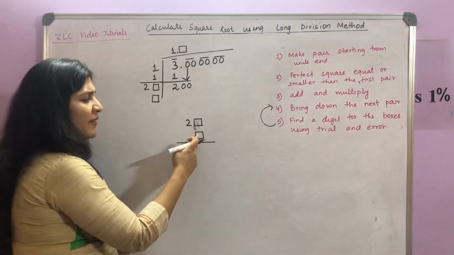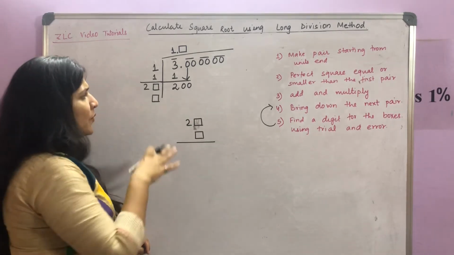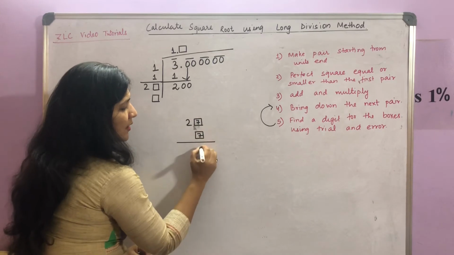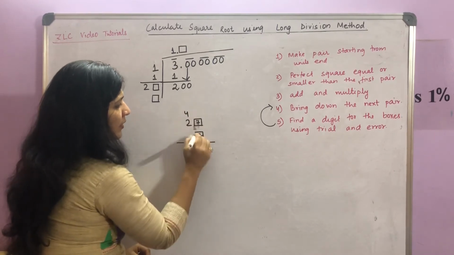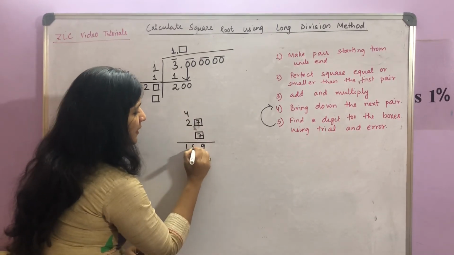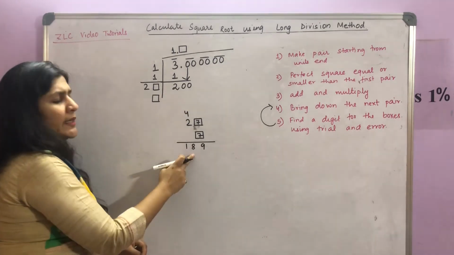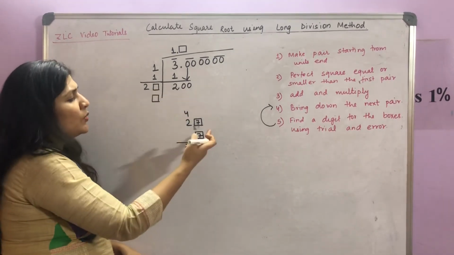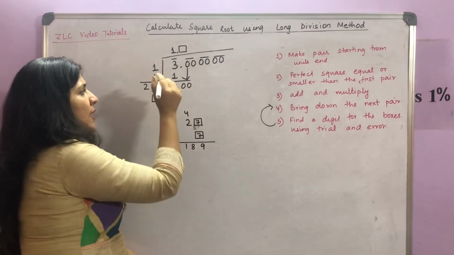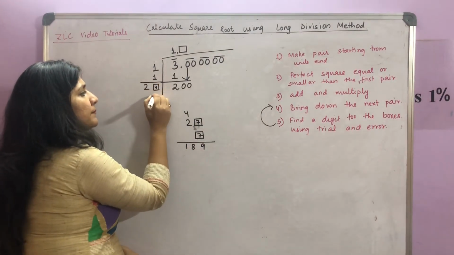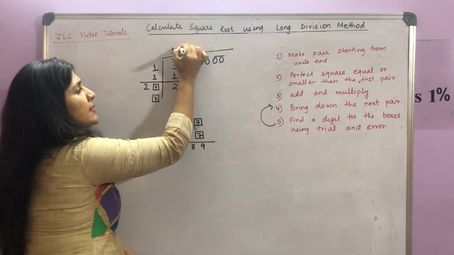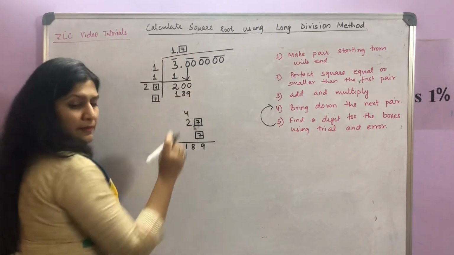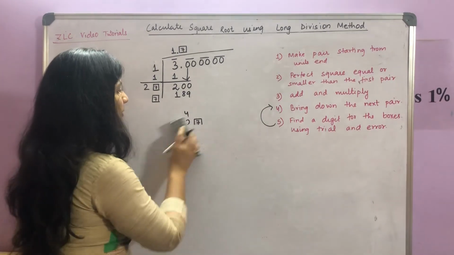25 5s are 125, which is very small. So I'm going to try 27 7s are 9, 4, 14 plus 4, 189. It is very close. My remainder would be 11 when I subtract. So I cannot go to 8, I know. So my answer would be 7. 7 and 7. Now I write 189 here. I'm going to erase this.